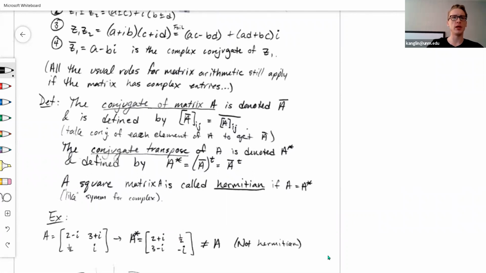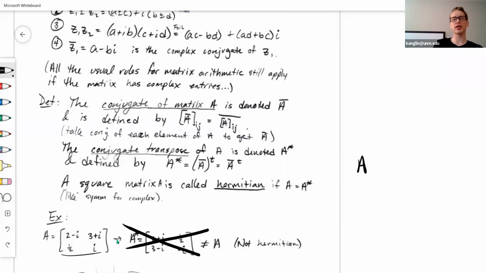Let's see. If I have a matrix A equals 2 minus i, 3 plus i, 1/2, and i, what does the complex conjugate transpose look like? Well, first you want to take, ooh, I didn't even do this, did I? No, I didn't. This is wrong, what I had written here.